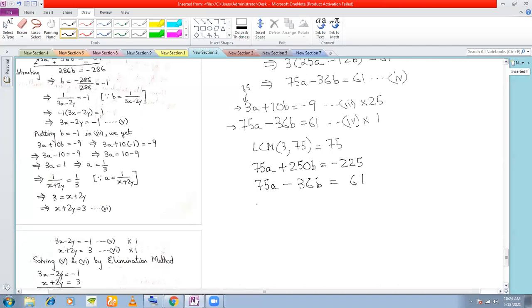So if you see, the sign of these two are the same, right? So that means we need to subtract these two equations. Subtracting. If you subtract these two equations, 250 plus 36 will give you 286b. And minus 225 minus 61 will also give you minus 286. That means the value of b that you are getting here is minus 286 divided by 286, which is equal to minus 1. The value of b you are getting as minus 1.